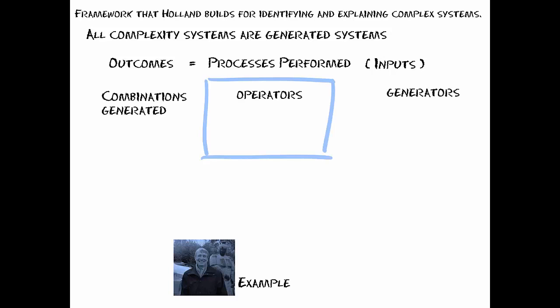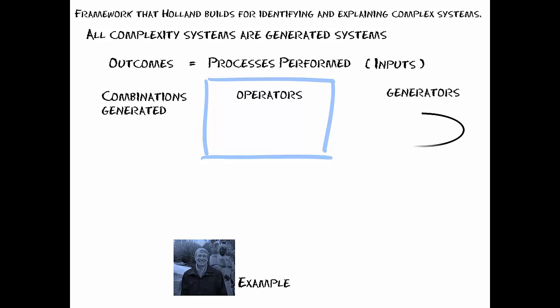He starts with the fact that all complex systems are generated systems. What he's saying is that the outcomes come from a process that's performed over the inputs. This is a very common way of looking at processes. In process engineering, this is the standard for looking at processes in total, and certainly for complex processes also. His example is that you have generators, you have operators, and then you have combinations that are generated.